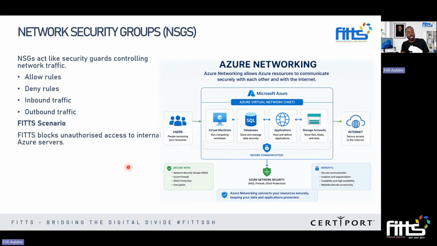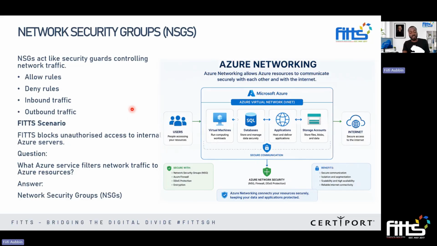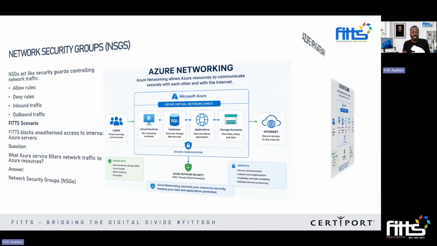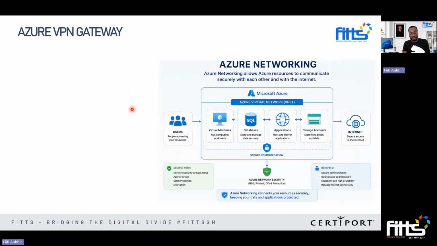So the fifth scenario is it blocks unauthorized access to an internal Azure service. So if you don't have the rights, you cannot get into our service. And the question here is, what Azure service filters network traffic to Azure resources? And obviously it is the NSGs, which is network security groups. So these are conceptual understanding, but we'll do the practical in a bit.